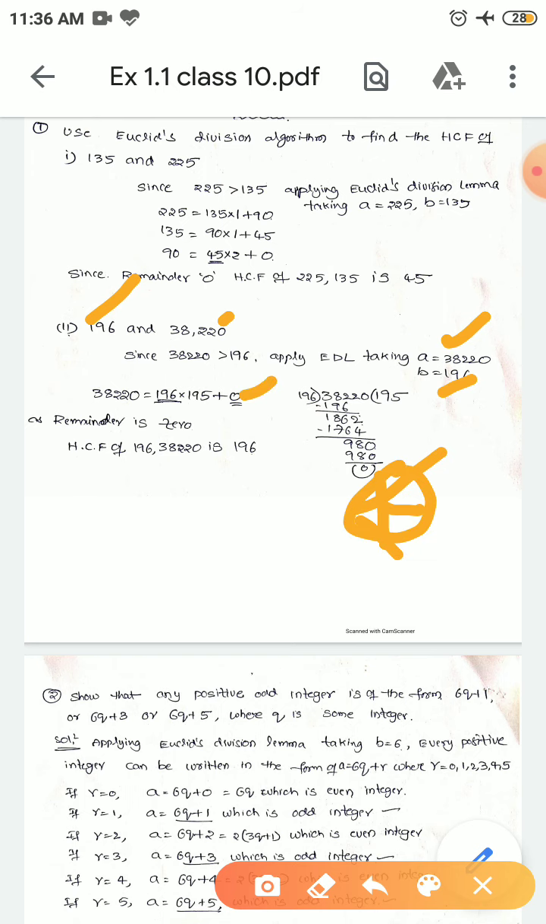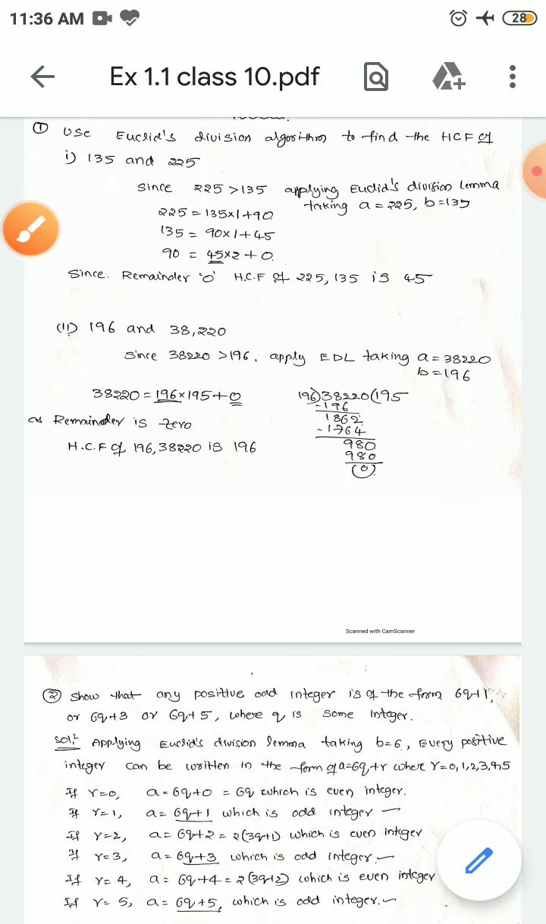That means when you apply the Euclid division lemma, 38,220 can be written as 196 into 195 plus 0. As the remainder is 0, the number in this place will be the HCF. So here the HCF is 196. Do remember that most of the students get confused and write 195 as the HCF. No.